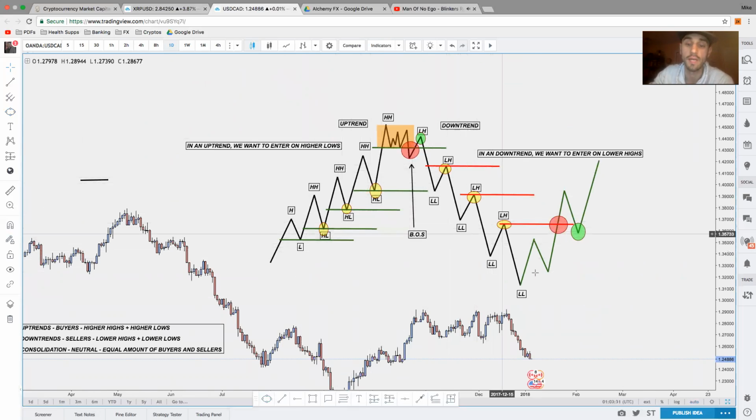Is that an uptrend or downtrend? What happens at break of structure? What happens in between an uptrend and a downtrend? What is that golden zone right here that happens? What specifically happens that transitions an uptrend to a downtrend or a downtrend to an uptrend? Right? What happens at these red bubbles here?